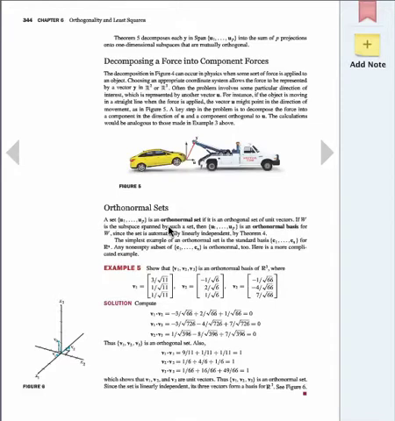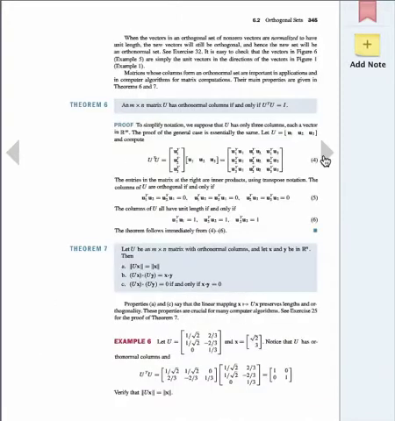normalized, length 1. An orthonormal basis is what you think it is. We have an example of looking at an orthonormal basis. Finally, we have a theorem about matrices with orthonormal columns.